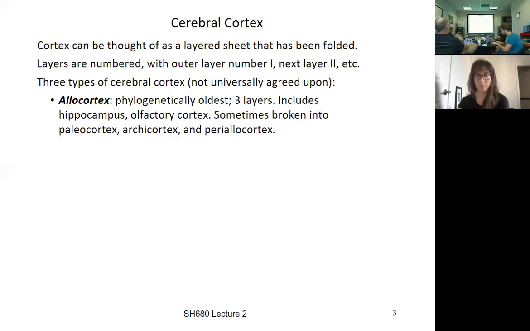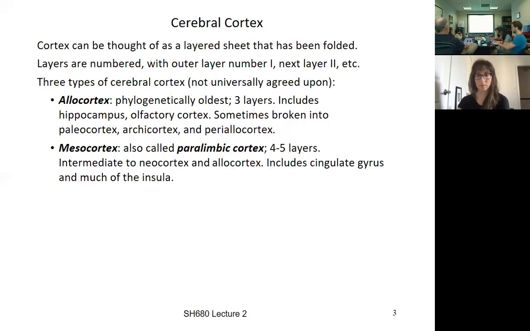And unfortunately, as with many of these terms, people use different things to refer to allocortex. So, for example, paleocortex means more or less the same thing. Archicortex and periallocortex. Well, periallocortex means something slightly different, but sometimes it's considered part of allocortex and sometimes it's considered a separate thing. But in general, all of those terms refer to the oldest parts of cortex, and we won't be addressing them pretty much at all in this class.